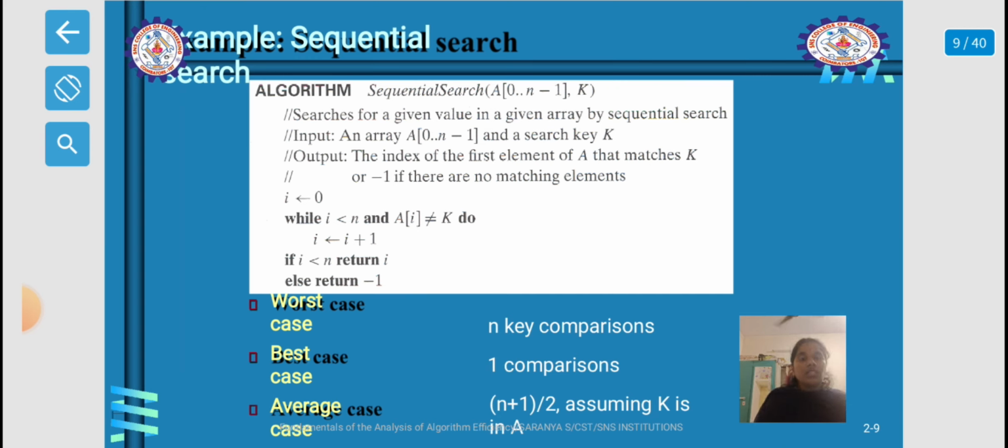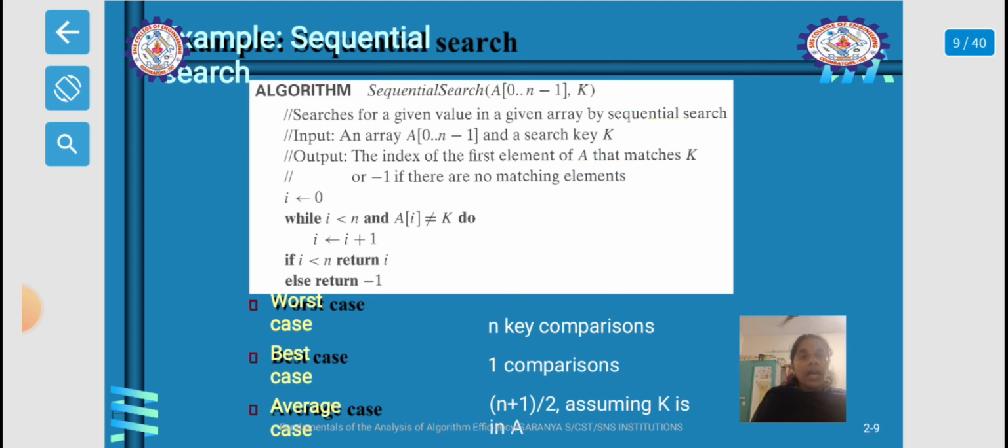Sequential search as an analysis framework: sequential search of A[0..n-1] for K. It searches for a given value in a given array. The input is an array A[0..n-1] and a search key K. The output is the index of the first element of A that matches K, or minus 1 if there are no matching elements.